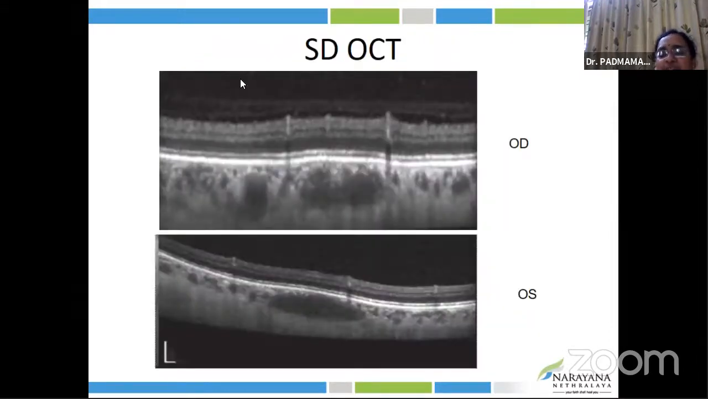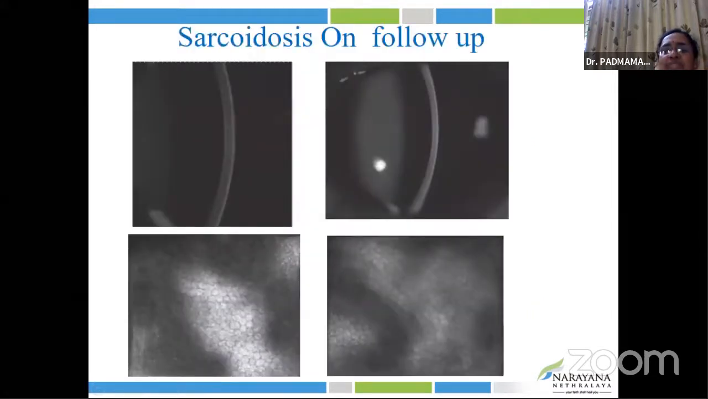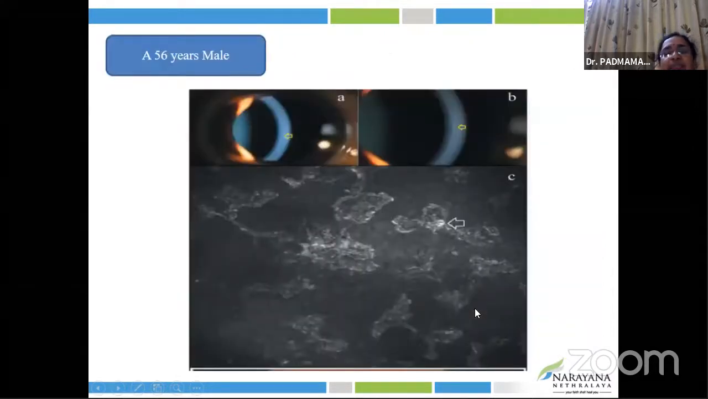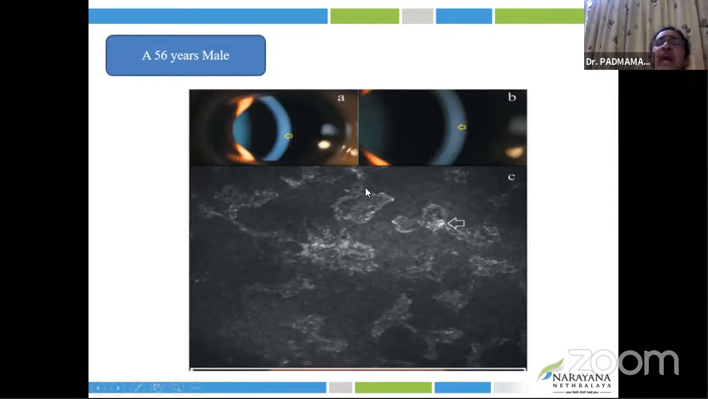OCT shows well-defined hyporeflective choroidal granuloma in both eyes. Following treatment with systemic steroids, you could see the complete resolution and disappearance of the keratic precipitates both on anterior segment photography and confocal microscopy. The OCT shows healed granuloma in this eye, and here the other eye showing healing granuloma. So here again, the imaging helps us not only for the diagnosis, but also monitoring the response to treatment in these cases.